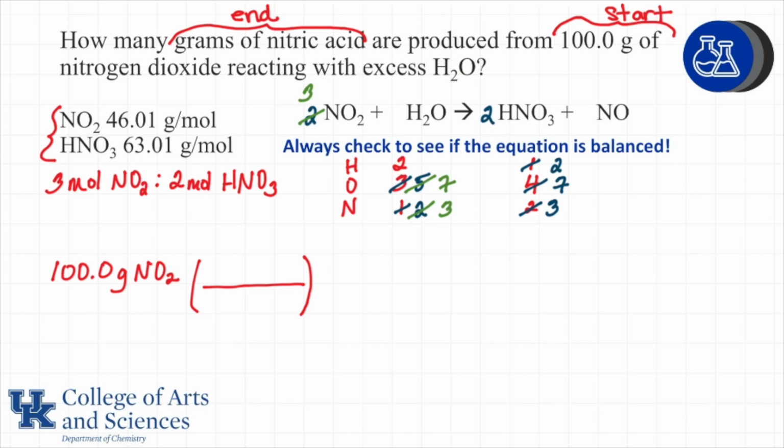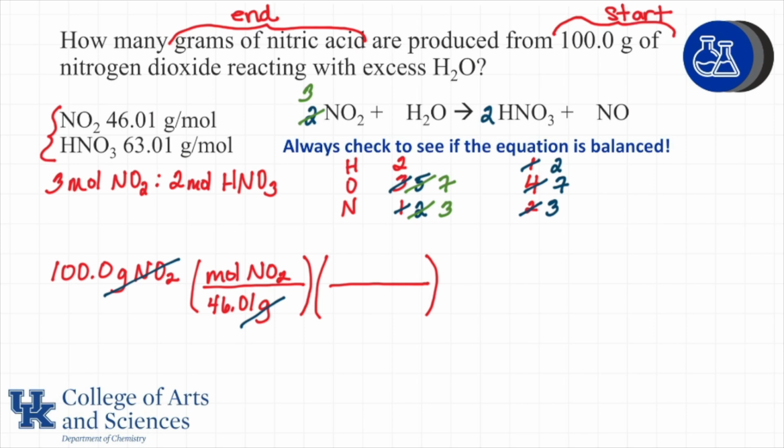On the bottom of the next step, we need to have our grams of NO2, so grams per mole of NO2. I need grams on the bottom and moles on top so that the grams will cancel. Therefore, I have to invert the molar mass, and I invert the numbers as well as the units.